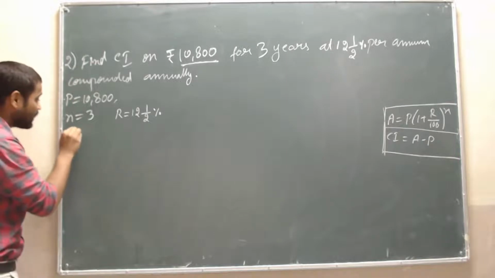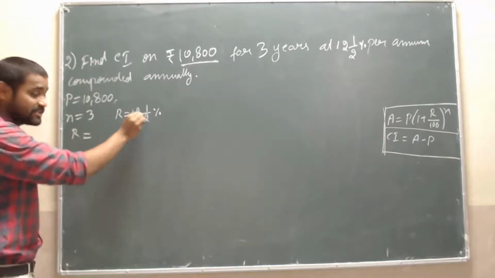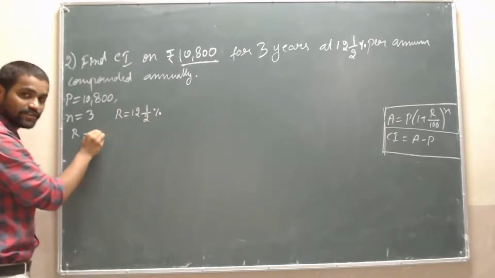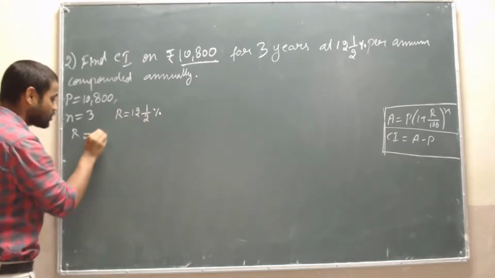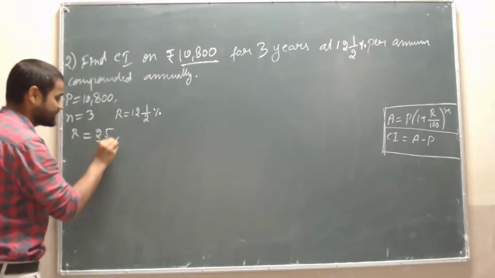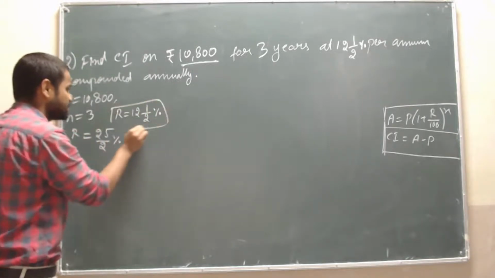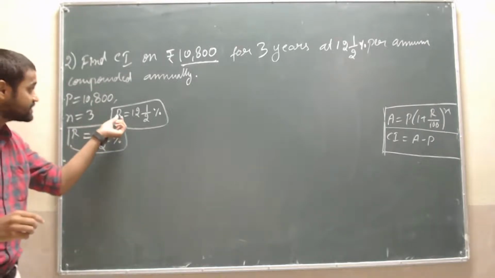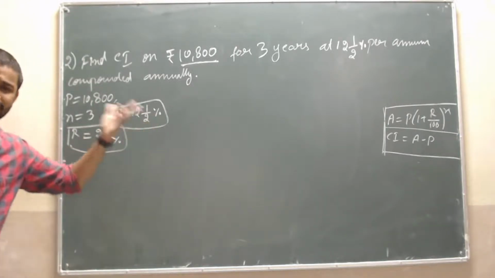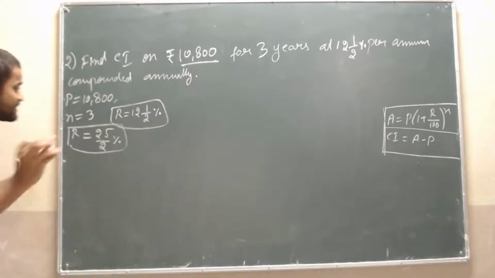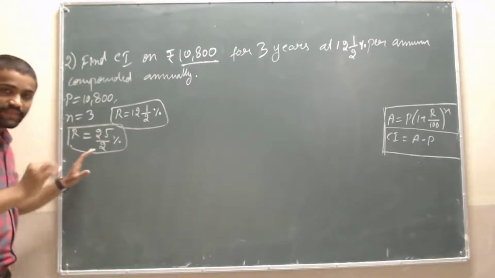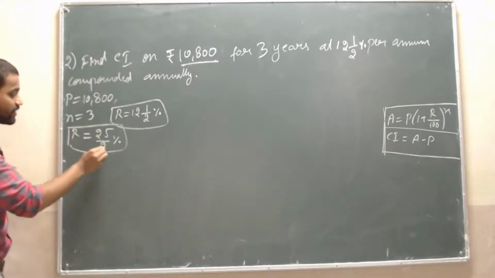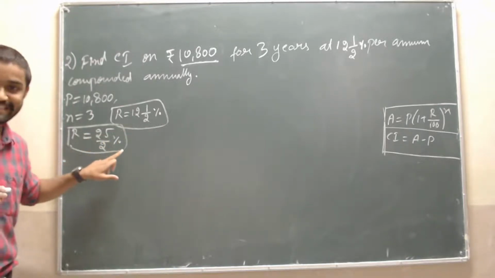Sir, here we have to convert this fraction into 25 by 2 percent. Rate of interest is 12.5. That is, I have converted this mixed fraction into simple fraction. Okay, it becomes 25 divided by 2%.